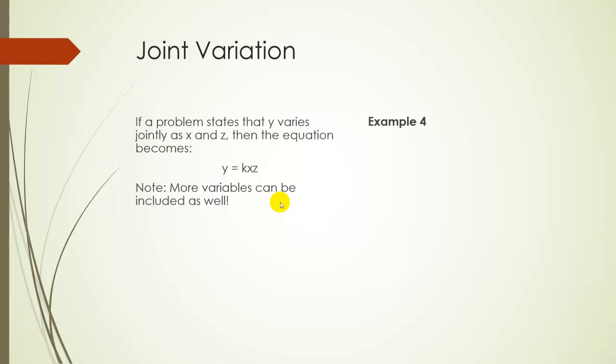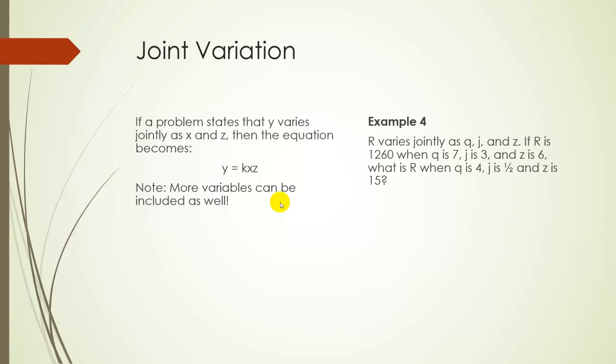So for example 4, it says r varies jointly as q, j, and z. If r is 1260 when q is 7, j is 3, and z is 6, what is r when q is 4, j is 1/2, and z is 15? So we see that it says varies jointly, so that means it's a joint variation question, which again really is just direct variation, just with more than two variables. So we get that r equals k, because that's our constant, times, and we just multiply all the other variables, q, j, and z.